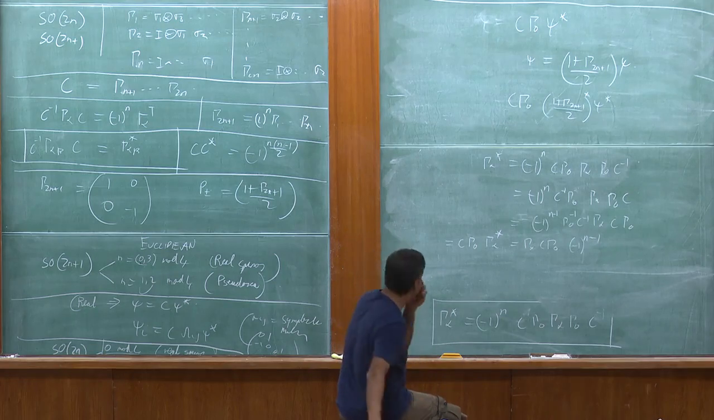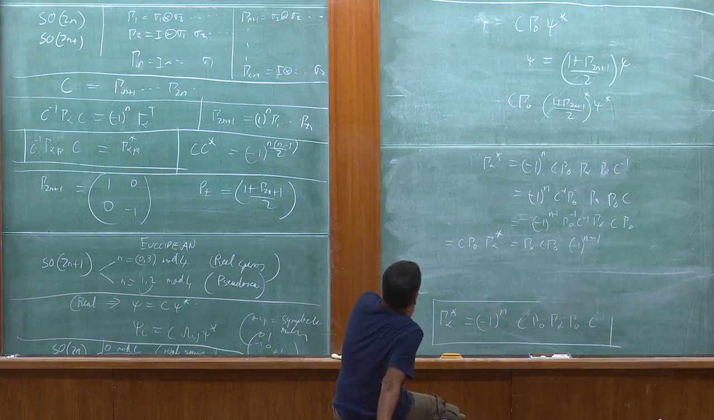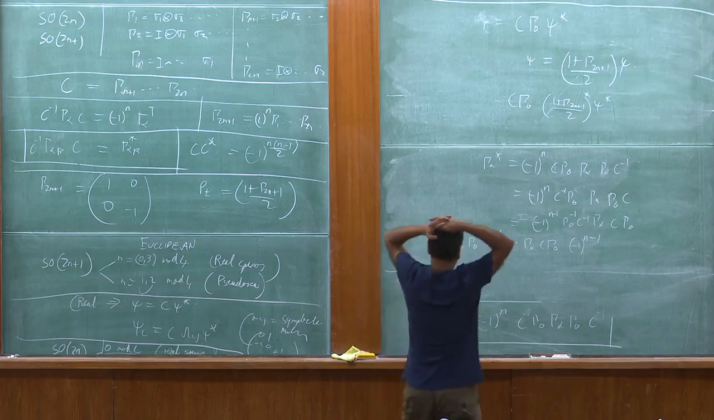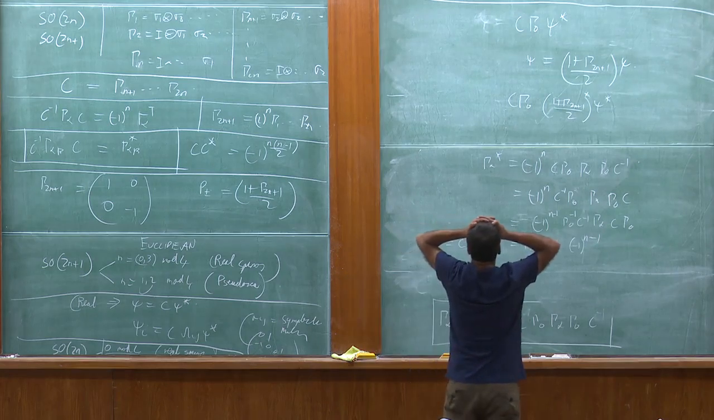Give me 1 minute. C gamma 0, gamma alpha star. How did it work last time? I'm so sorry. How did it work last time?